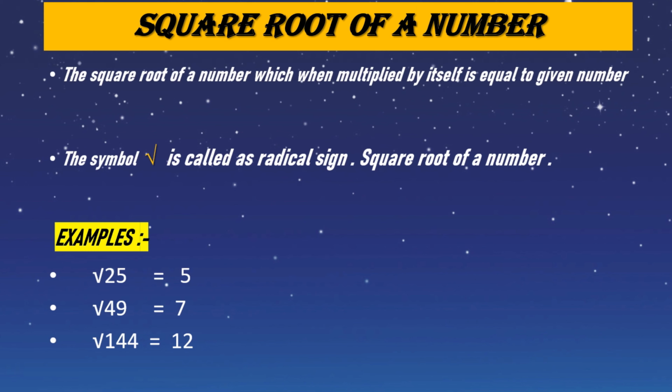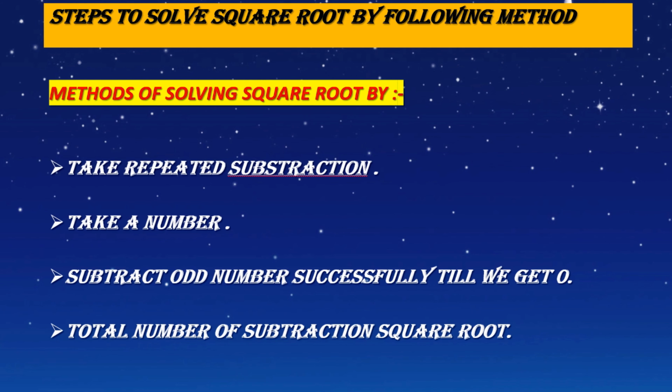In the above statement, we have discussed that the square root of a number is the number which, when multiplied by itself, is equal to the given number. The symbol of square root is also called by another name, that is, the radical sign. Let's see the steps to solve square roots. How to solve the square root?